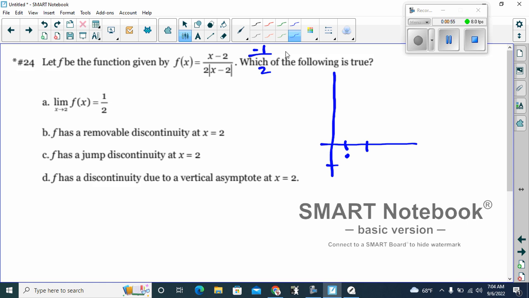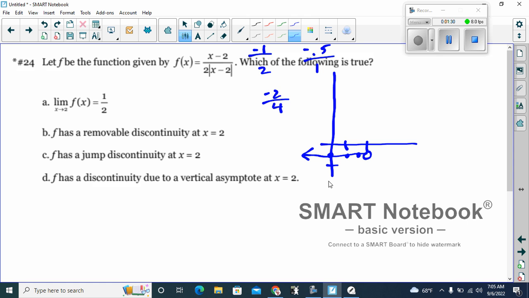If I plug in 0, I get -2 divided by 4, which is also -1/2. And you will notice anything I plug in less than 2 is going to be giving me -1/2. If I plug in 1.5, I get -1/2 divided by 1.5, so I get -1/2 times 1, also -1/2. Anything less than 2 is giving me -1/2.